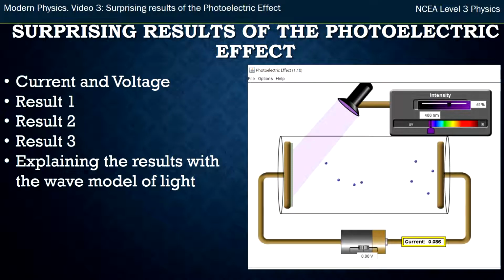This is the third video in the Level 3 series on modern physics, and we're going to look at the results of the photoelectric effect and why they're surprising. So I introduced this experiment in the last video. If you haven't watched that, watch it now. We're going to talk about what current and voltage mean within this experiment, and then three results, and then try to explain those results using a wave model of light.